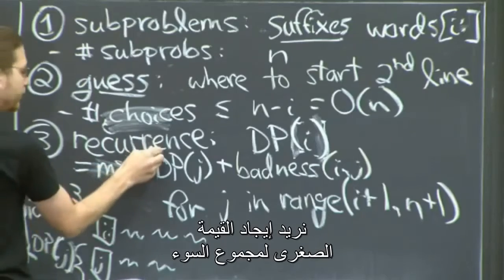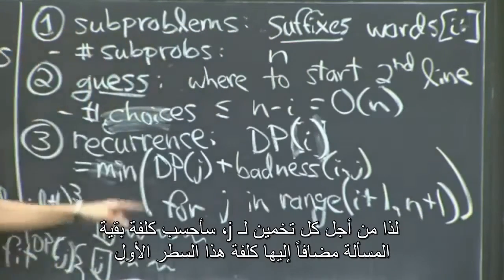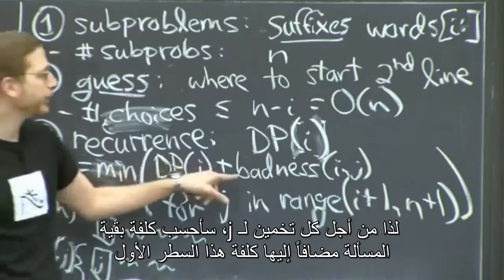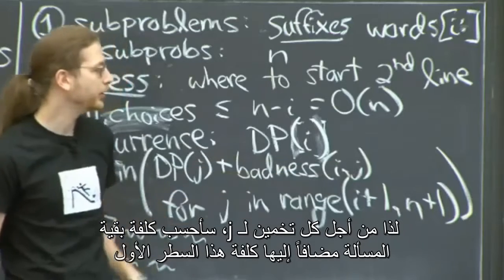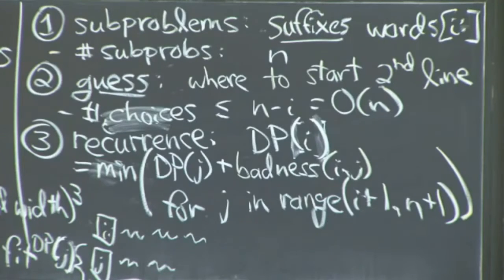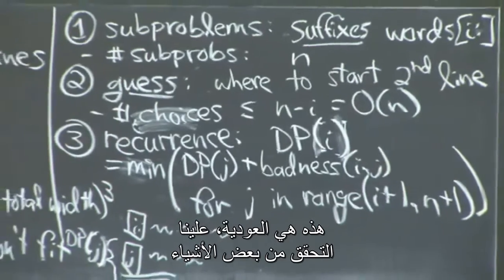OK, now I need to do a min over the whole thing. So I want to minimize the sum of the badnesses. So I compute for every guess of j, I compute the cost of the rest of the problem plus the cost of that first line. And this is, in some sense, checking all possible solutions magically. OK, that's the recurrence. We need to check some things.